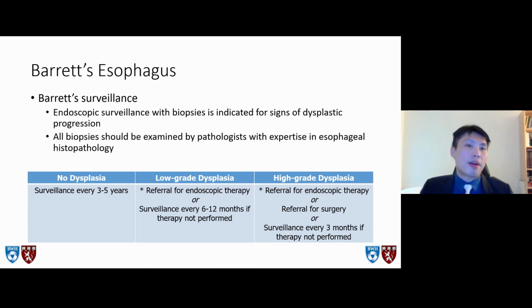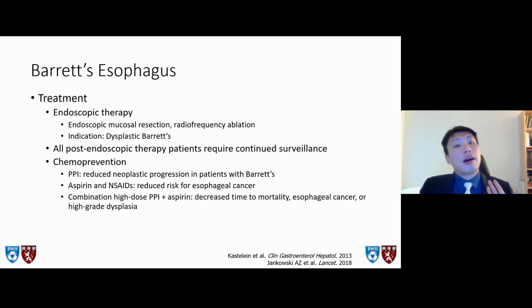For those who do have Barrett's esophagus on first endoscopy, surveillance is needed, ranging from 3 to 5 years for those with no dysplasia, to patients with dysplasia needing sooner surveillance or endoscopic therapy. The types of endoscopic therapy we can perform include endoscopic mucosal resection or radiofrequency ablation only in those with dysplastic Barrett's, not in those with no dysplasia. Even after endoscopic therapy, the patient will require continuous surveillance.